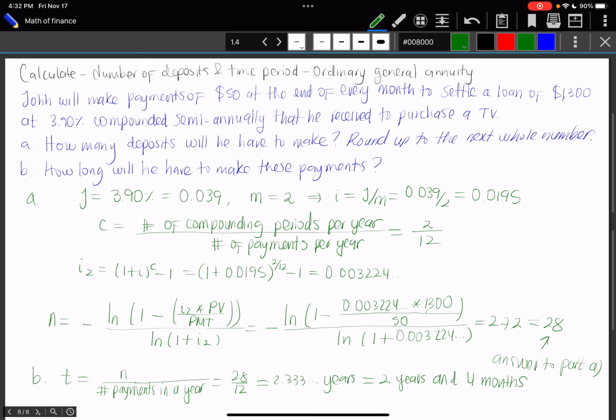The third comes from doing 0.333 and so on, equals 1/3, multiplied by 12, the 12 months, we get the 4 months. Therefore, John will have to make these deposits of $50 for 2 years and 4 months to accumulate to $1,300.